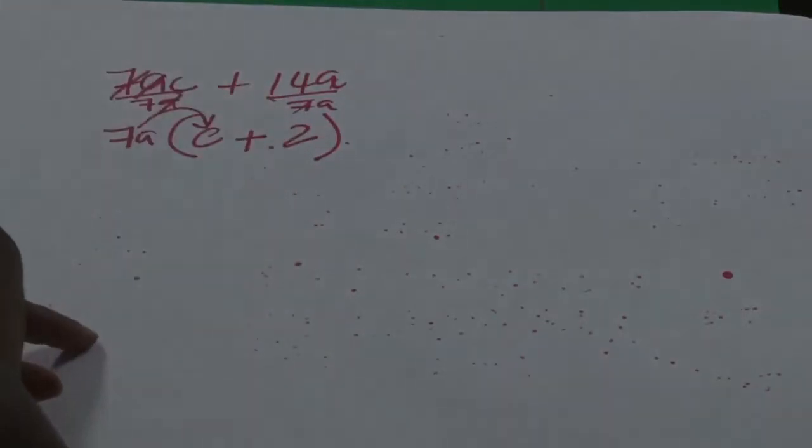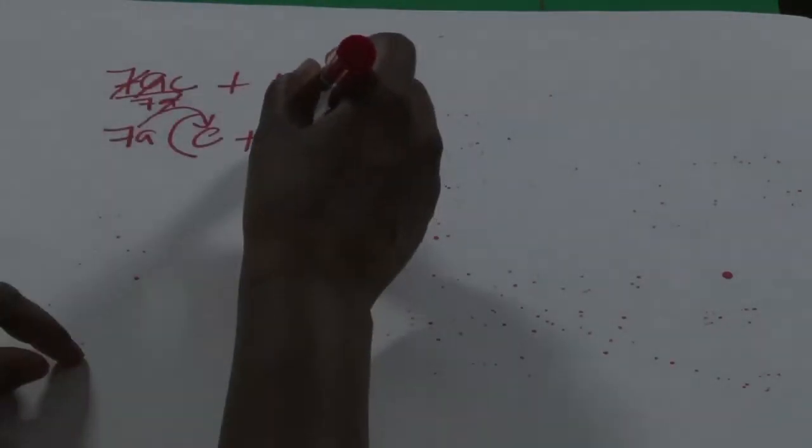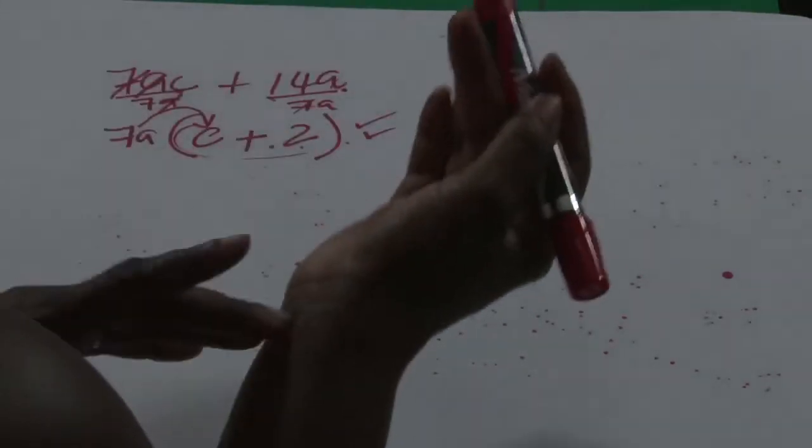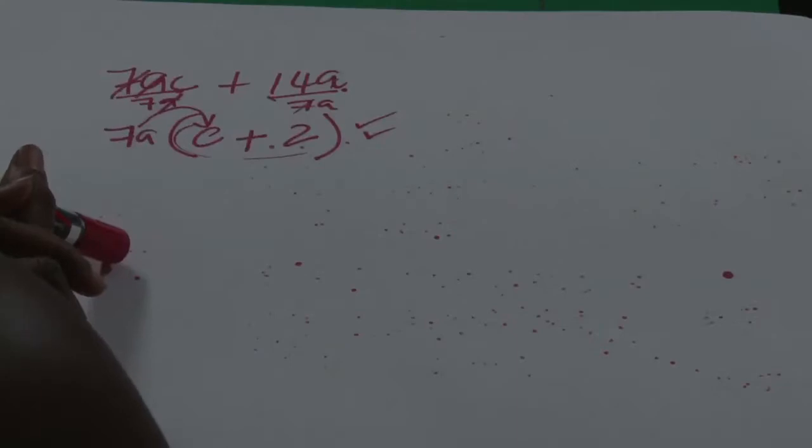7a times c, of course it will give us 7ac, and then 7a times 2, of course it will give us 14a. If it gives us that, that means our factorizing is correct. And you should also check in your brackets whether it's fully simplified. C plus a cannot be simplified further, so then that one will give us that.